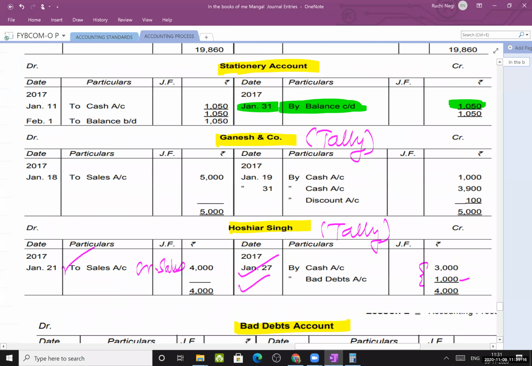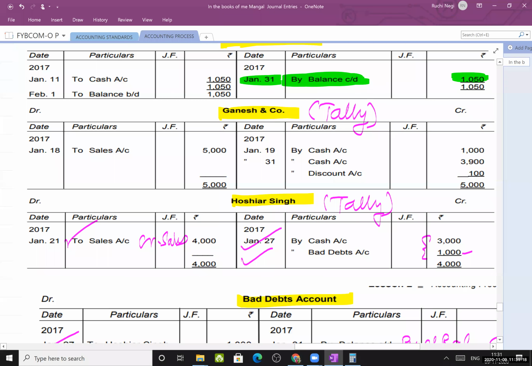Same with Hoshiyar Singh. We had done one credit sale with him on 21st January, of 4,000. Then after six days, on 27 January, he declared himself bankrupt. So we could only receive 3,000 from him, and so 1,000 is our gross balance. Okay, the account tallies.